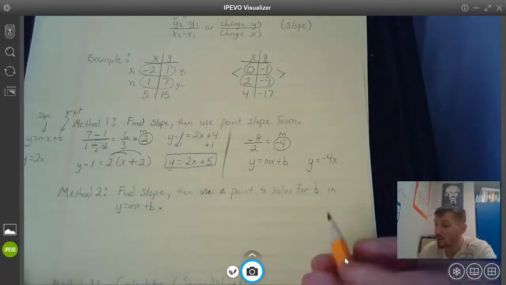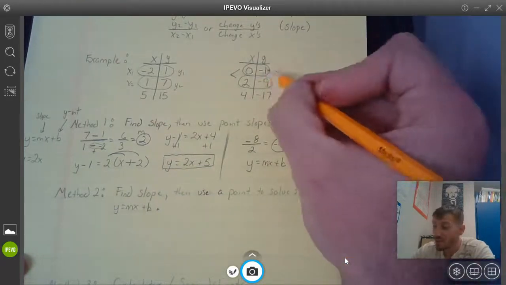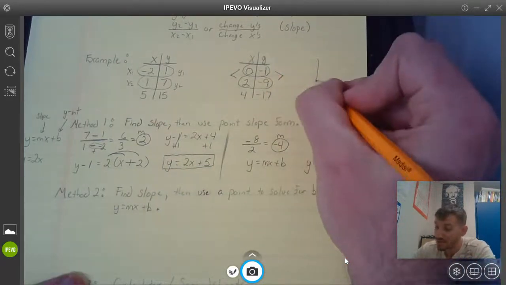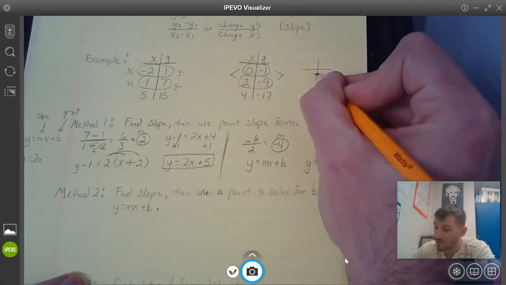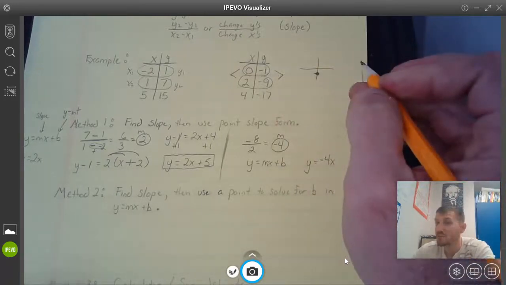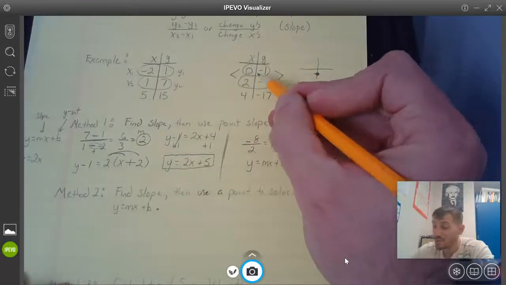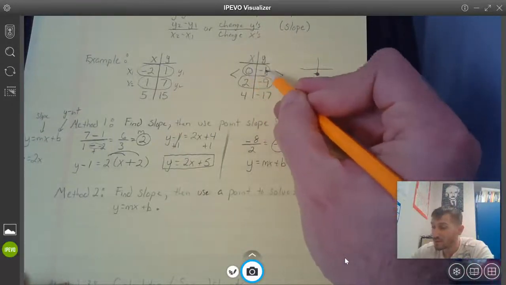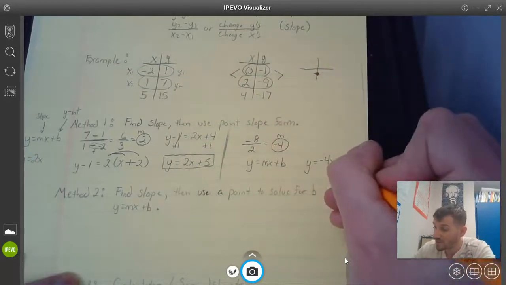And what do you know about all y-intercepts? The x is 0. This point right here actually is, check this out, where's 0, -1? It's right here. That is your y-intercept. So sometimes if you look really carefully, they already give you the y-intercept. It's anything that has the x of 0. So I know it's -4x, and my y-intercept is -1.